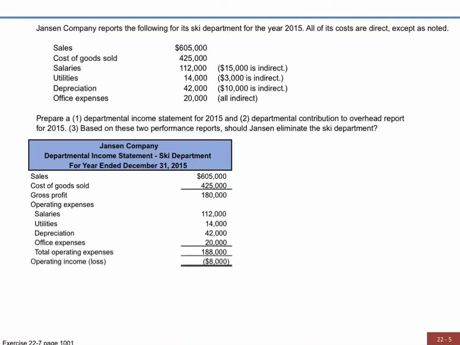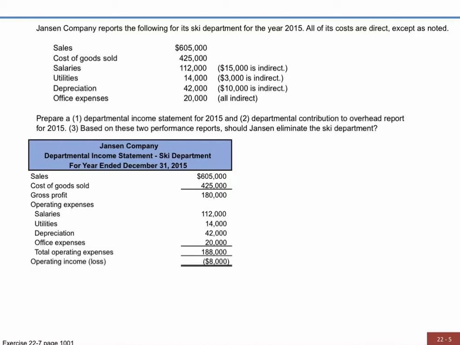In making this decision, we don't simply just look at the departmental income statement. However, we want to know how much is being contributed to overhead. So one example to think about is if we have a warehouse and a portion of it is utilized by one department and another portion is utilized by another, we're still going to pay rent on the entire warehouse. So that expense is not going to go away.